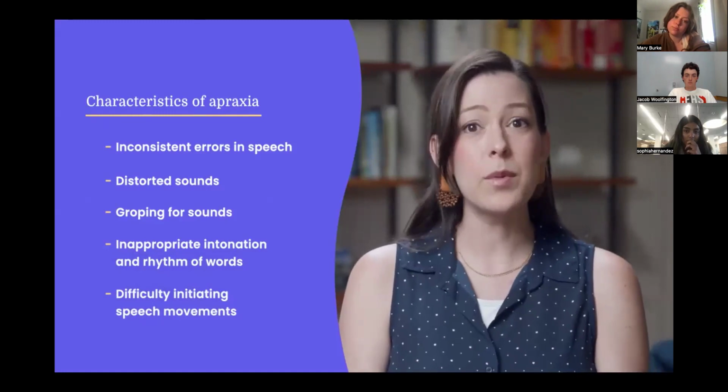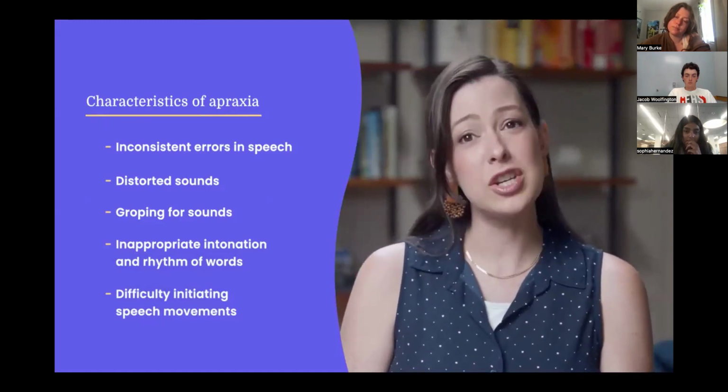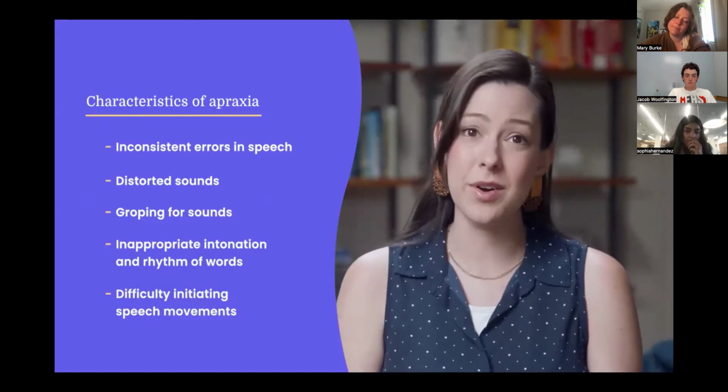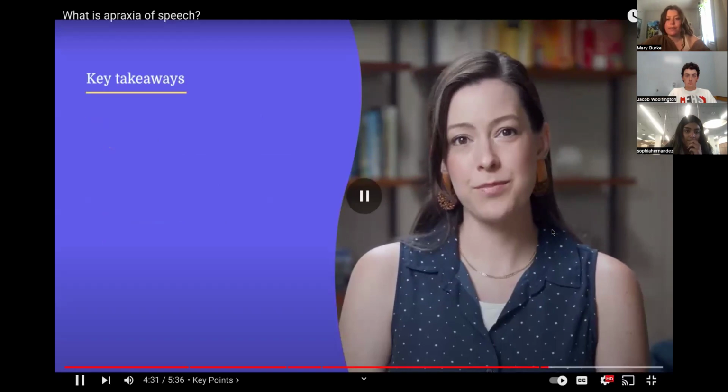For example, someone with apraxia may be able to touch their tongue to their top lip. However, the tongue elevation needed in certain speech sounds may be difficult. So before we wrap up, let's go over the key points we've covered here.